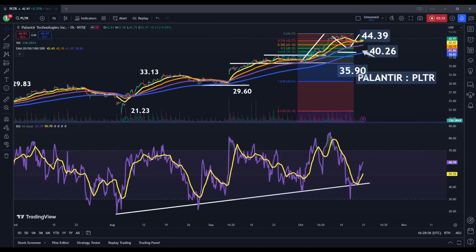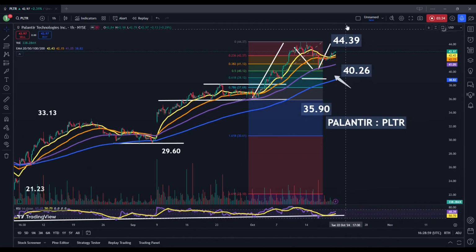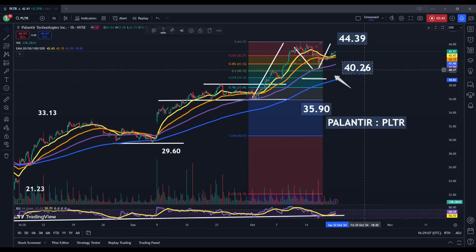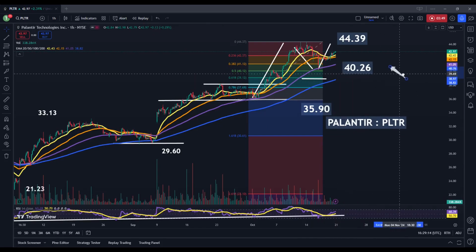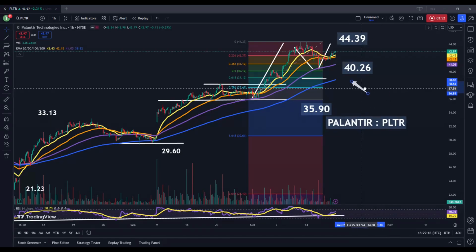So we'll just close out the video here with a quick resummarization. 44.39 on the top is the main resistance. We do need to see a break above there in order to maintain this series of higher highs. The main level to watch to the downside comes in at 40.26. If we do see a break below there, I would then start to expect a period of sideways consolidation, a bit of a neutral outlook here.